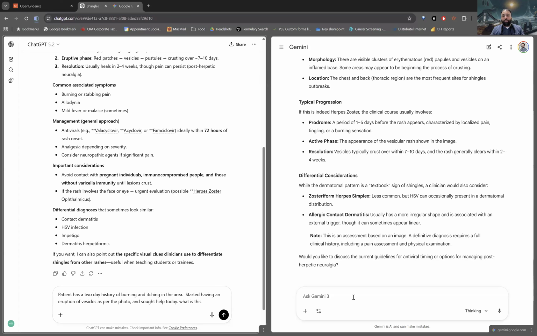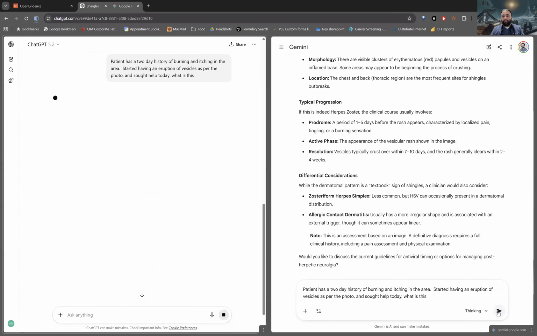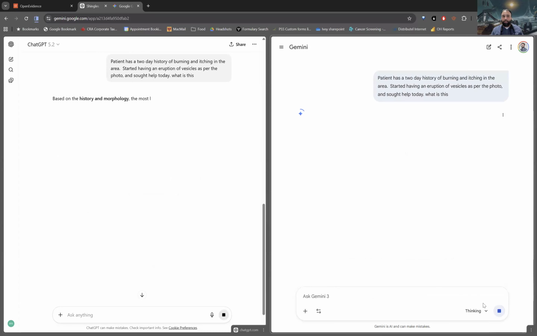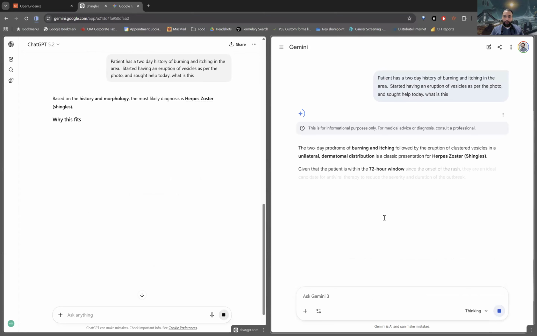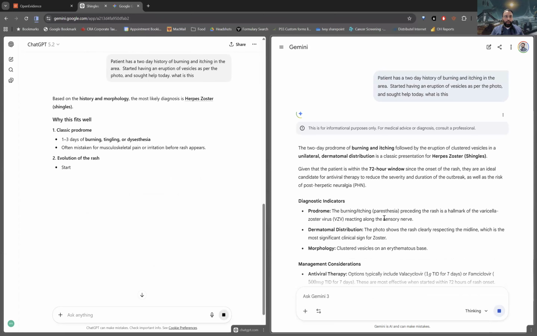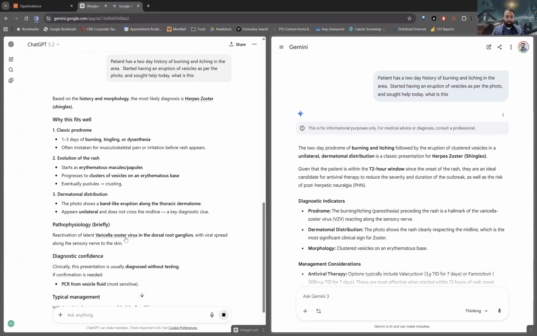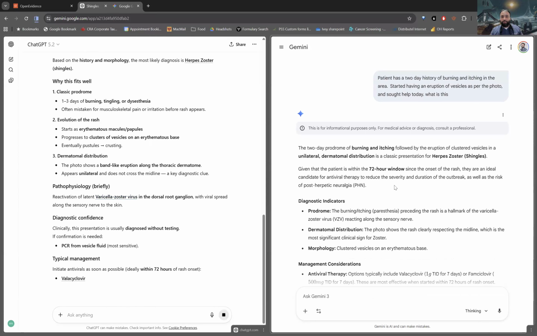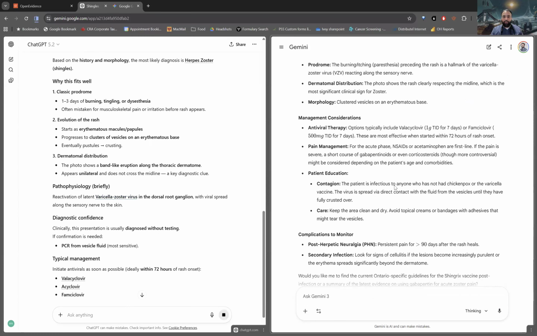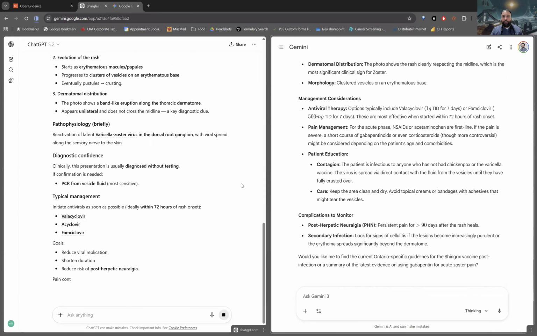And now we're going to give each one of them a little bit more clinical context and see if it changes its answers. Obviously, they both got shingles. The clinical context I'm giving them is shingles. So it's saying, here's your classic prodrome, what's happening. ChatGPT goes into the pathophysiology, while Gemini went straight into management of this patient and complications to look at.